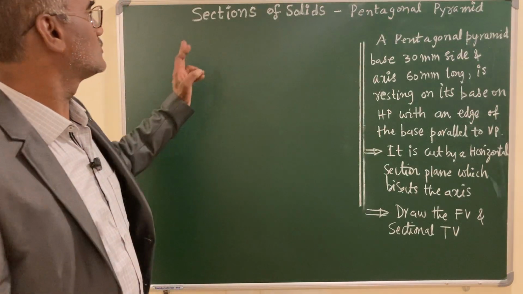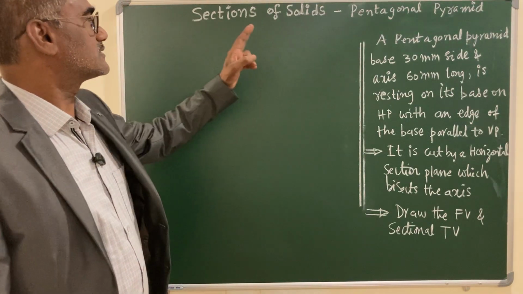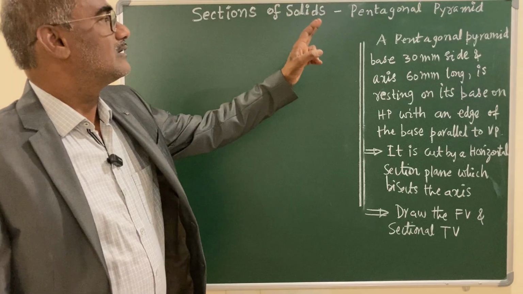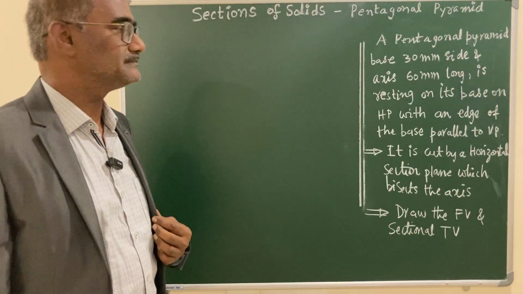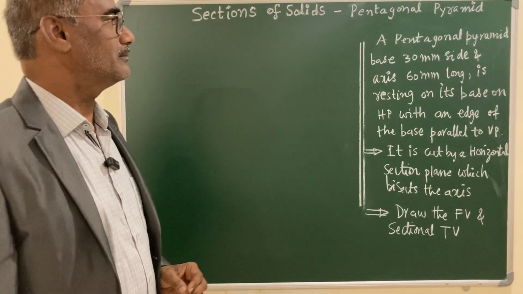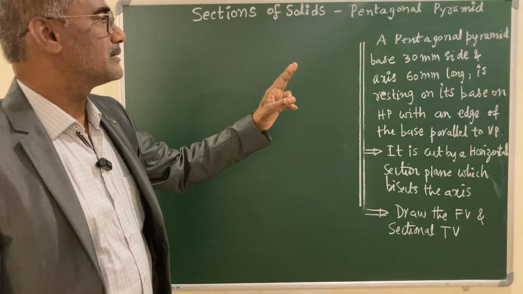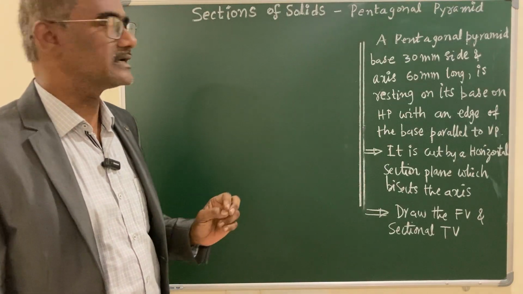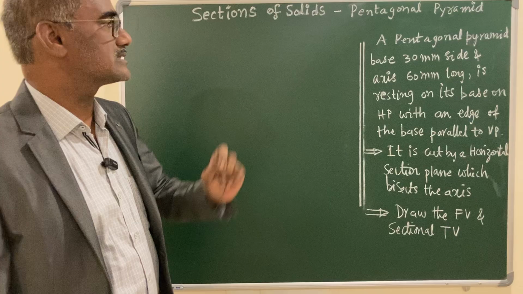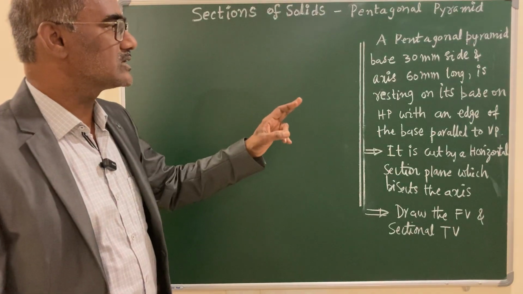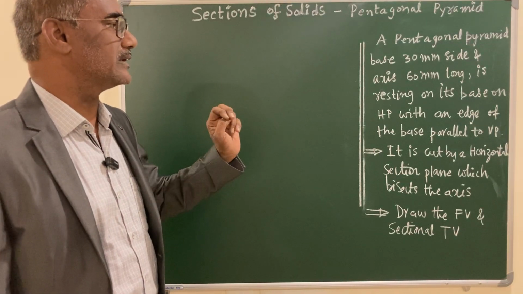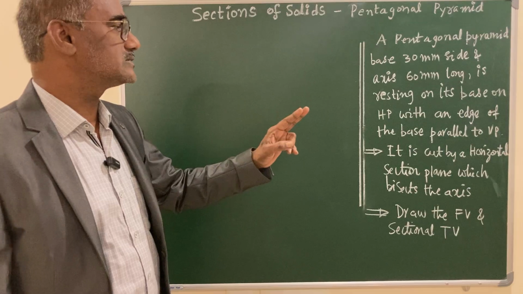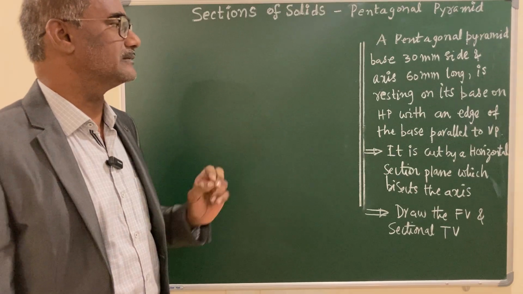In today's class, you will be learning sections of solids of a pentagonal pyramid. Let us look at the problem. A pentagonal pyramid of base 30 mm side and axis 60 mm long is resting on its base on HP with an edge of the base parallel to VP.